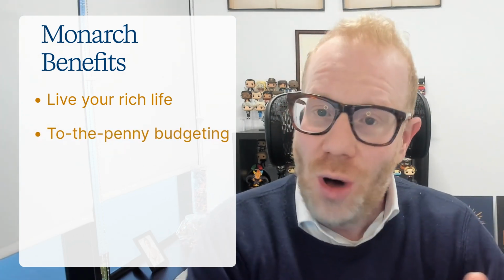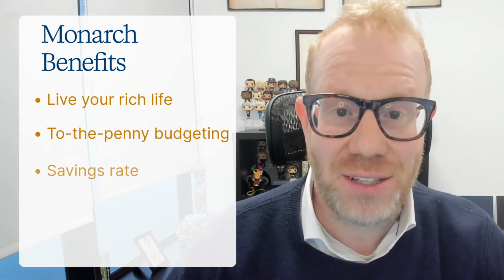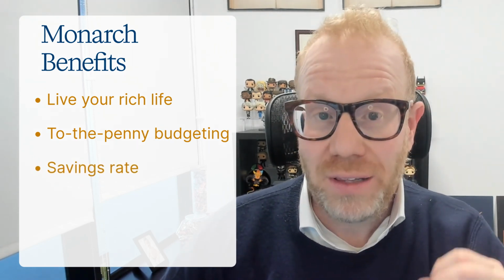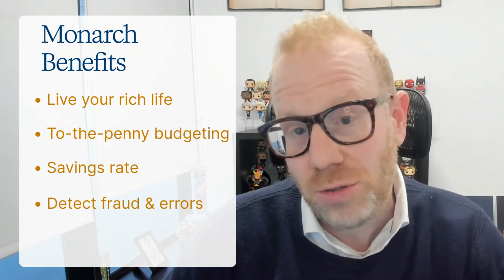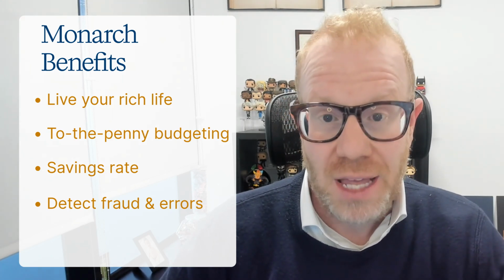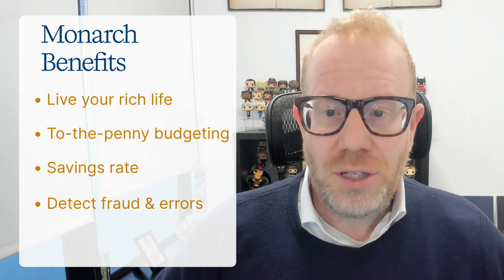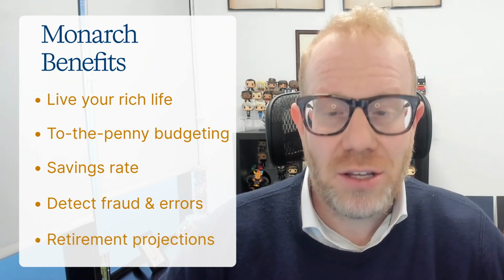Two, it allows you to do to-the-penny budgeting. You saw how detailed or how high level we can get in looking at your budget. Three, it tells you your savings rate. Very importantly, it helps you uncover erroneous or fraudulent charges, right? Because you get used to checking your transactions, you can spot problems and fix them before they linger and can even get any worse. So lastly, it helps you project your retirement income.